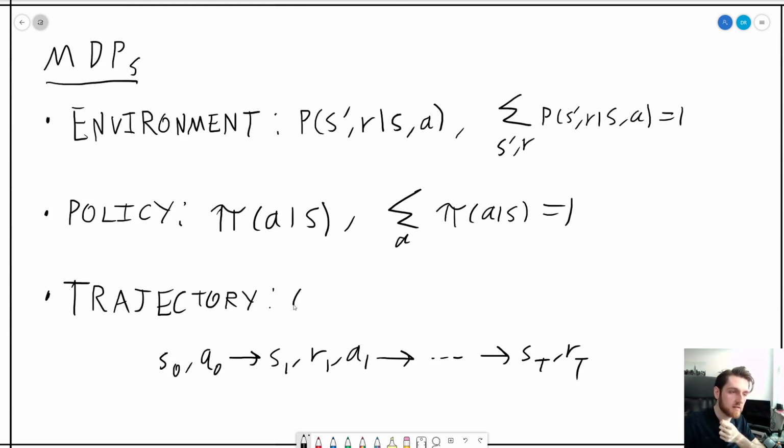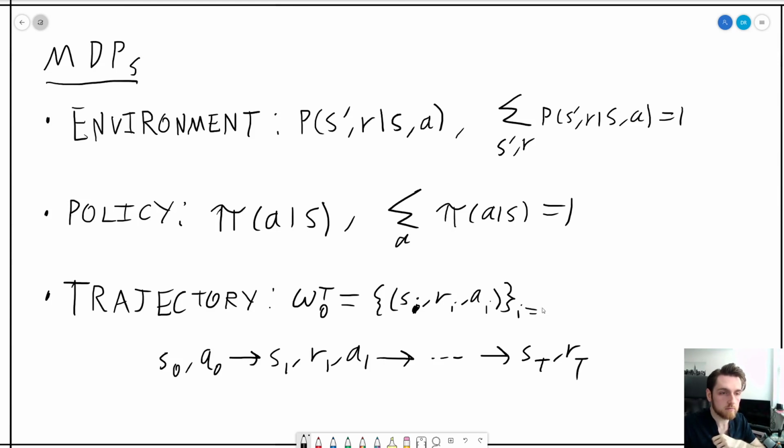And for shorthand, we'll often just write this as omega from 0 to T, where this is the set of states, rewards, and actions along a trajectory for an episode. And this capital T, the end time, can vary depending on the end condition of the problem. And obviously in this notation, the first reward and the last action don't really exist. They don't count for anything.